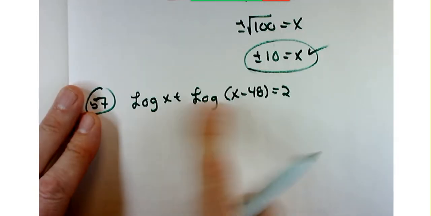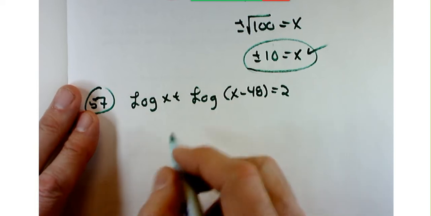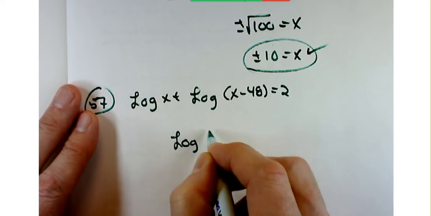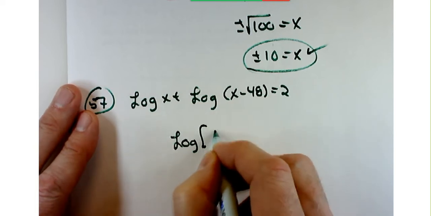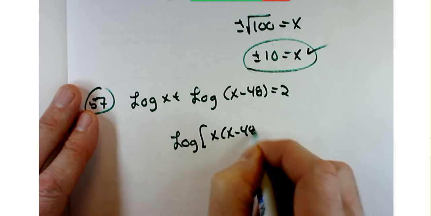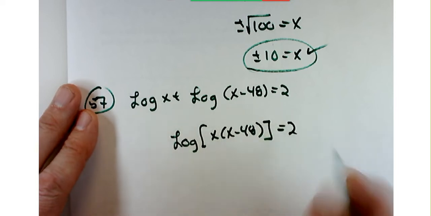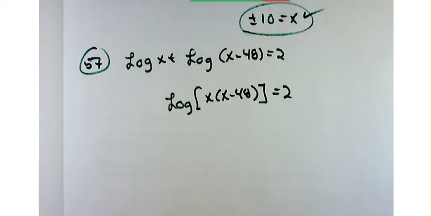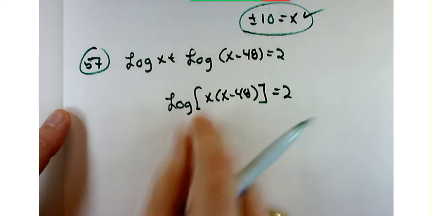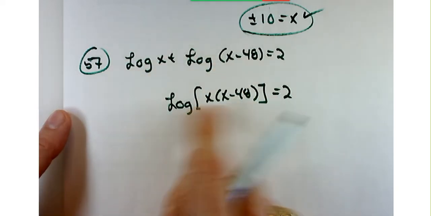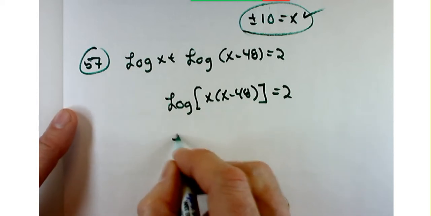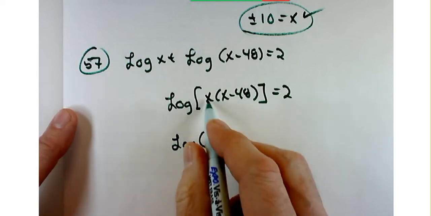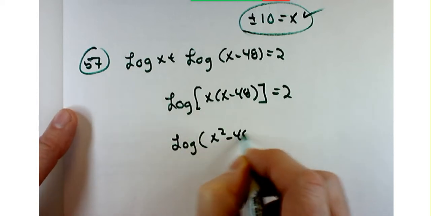Now, before we do this trick, you've got to get that log term together. So I can do that with the product rule. It's going to be the log of x times x minus 48 equals 2. That's your product rule. You're bringing those terms together as a product and taking the log of the product. Let me rewrite that one more time by distributing that: x squared minus 48x.